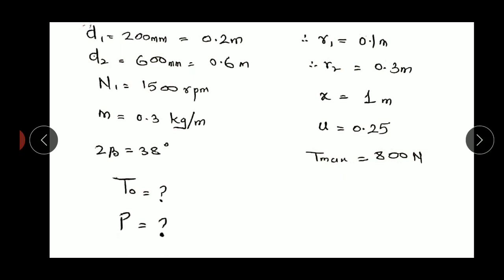and we have been asked to find the initial tension T0 and the power to be transmitted. So first T0, let's write the equation of T0 considering the effect of centrifugal tension. The equation comes as T0 equal to (T1 plus T2 plus 2Tc) whole divided by 2. You can observe here, we don't know T1, we don't know T2, and Tc is also unknown. So there are 3 unknowns in the entire equation, so we cannot solve for T0. So T1, T2 and Tc, all 3 things we need to find.